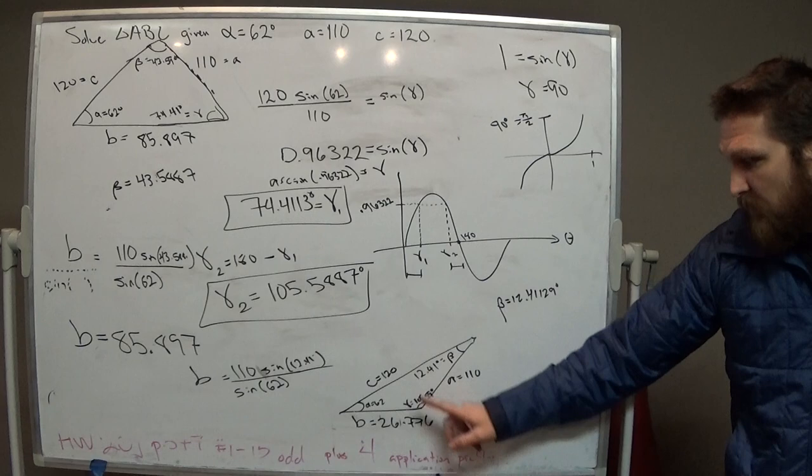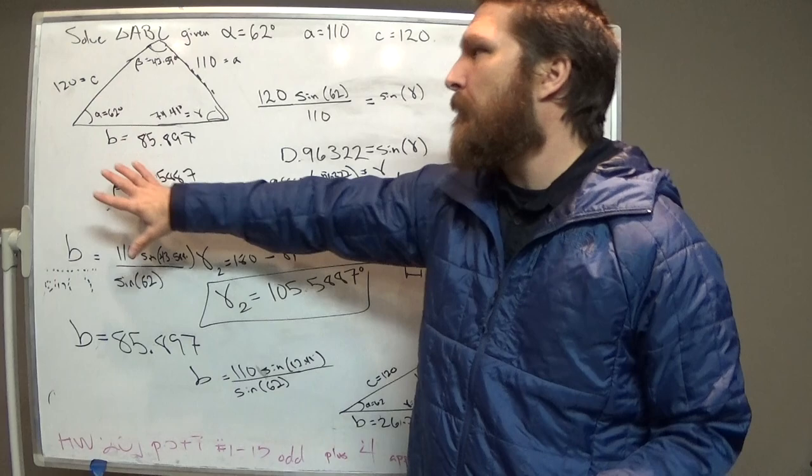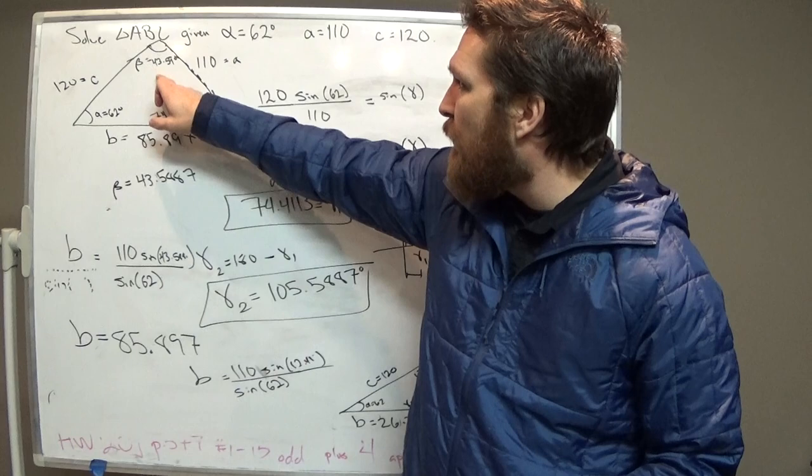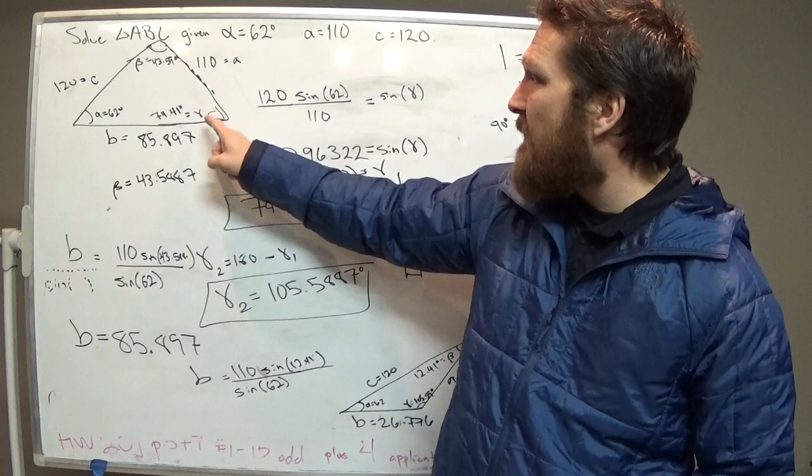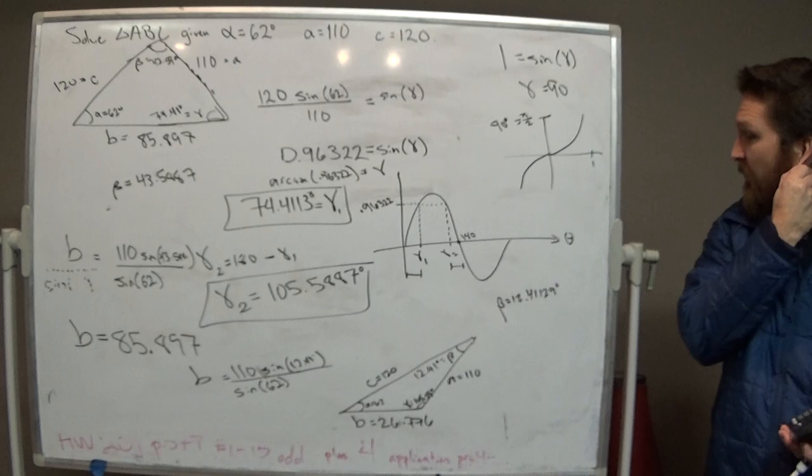What about this? I may not have drawn it perfectly, and you're never going to, right? But I can see my smallest angle is 43. The smallest side is 85. The biggest angle is 74. And so the biggest side is opposite from that. So it's a nice way you could check your work when you're done.